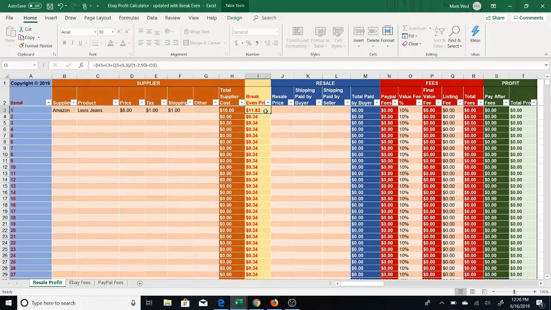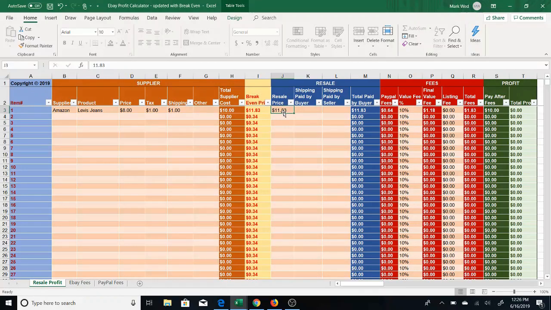The break-even price is calculated based on the PayPal and eBay fees, which have percentages assigned to them. Based on those fees, it gives you a break-even, meaning a minimum price at which you will make zero profit. If you enter that as your resale price, $11.83 is the break-even. You will see at the end, the total profit is zero.